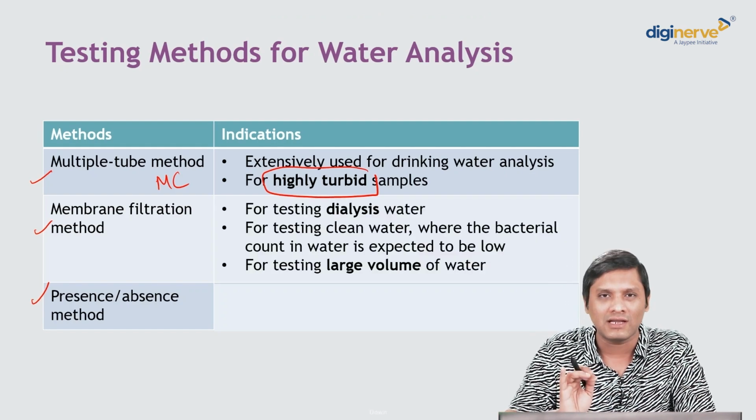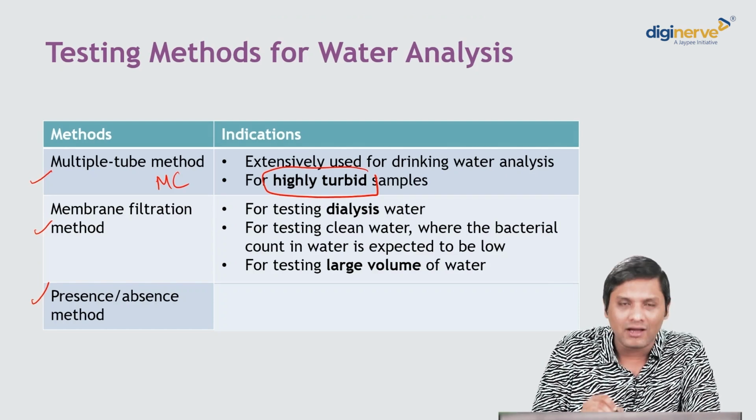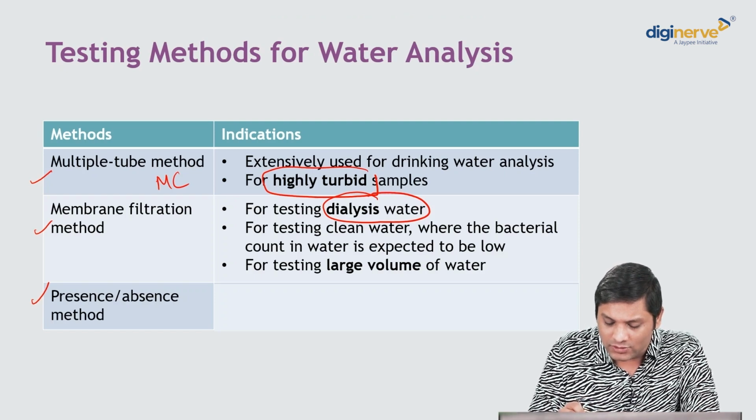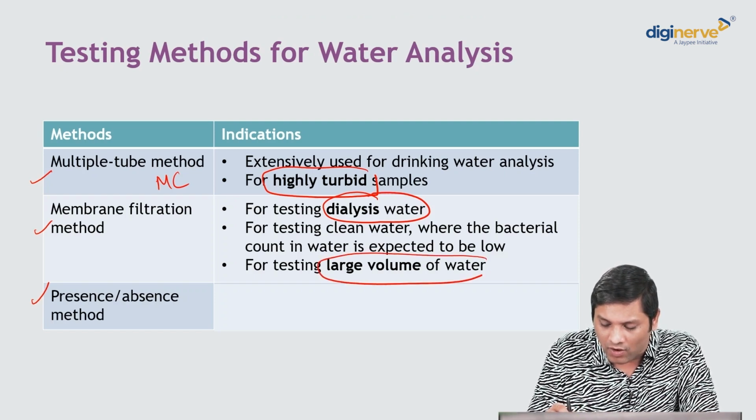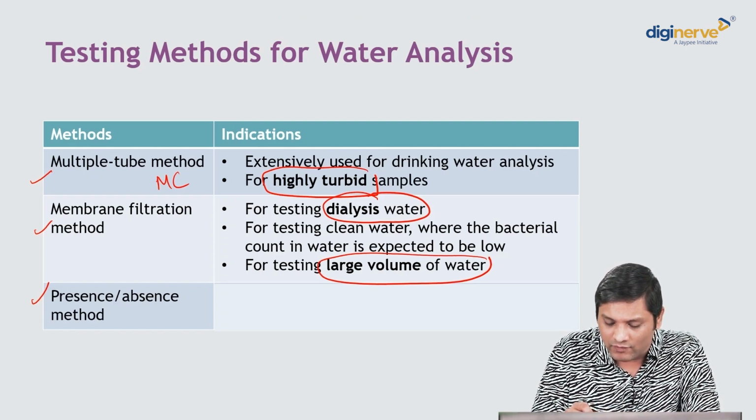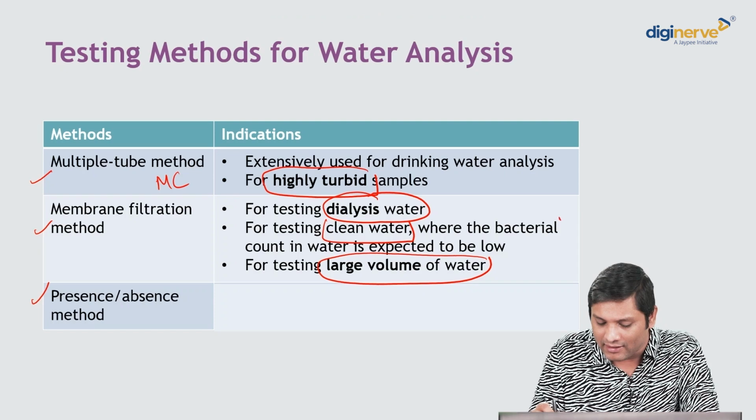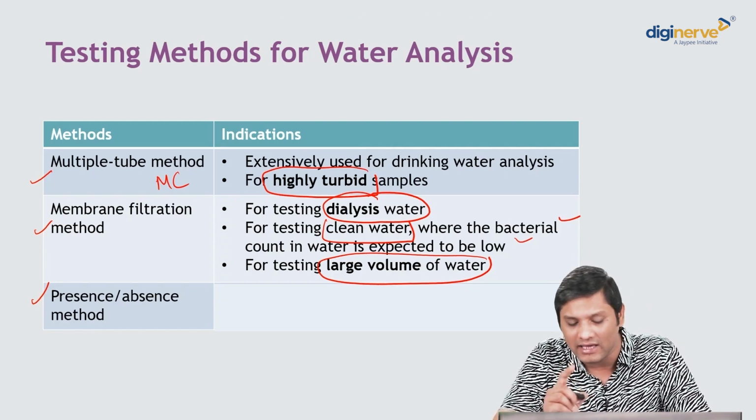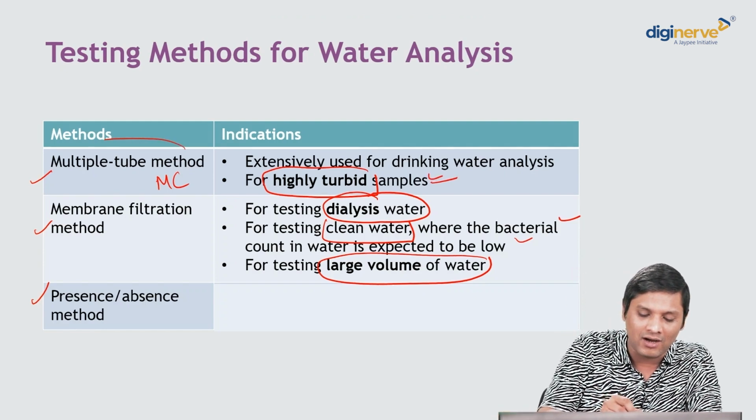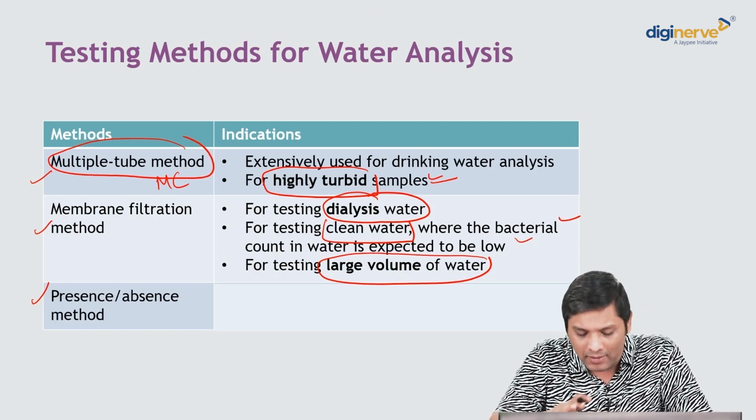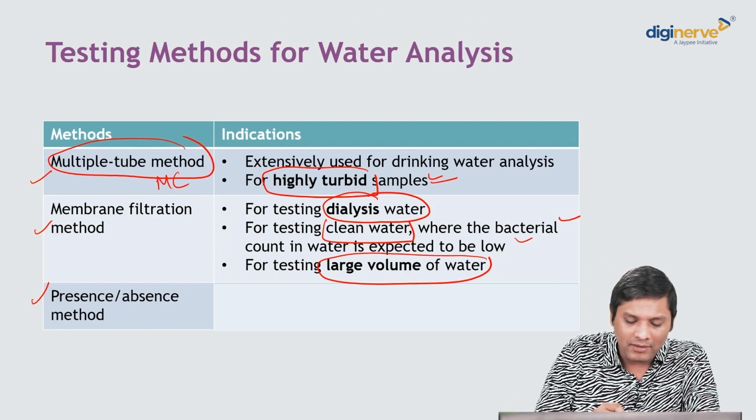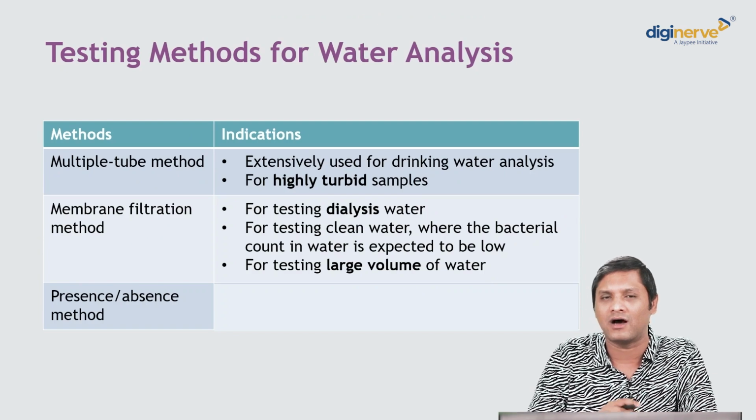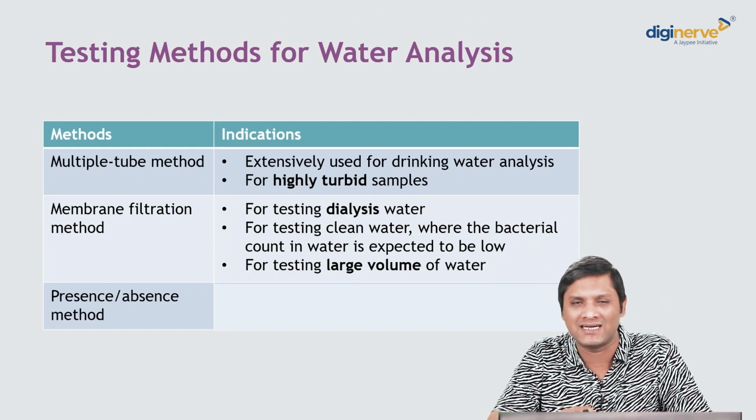The membrane filtration method is less commonly preferred, and here the indications are very specific. It is useful for dialysis water. It is also useful for testing large volumes of water, and it is also useful for testing clean water where the bacterial count is expected to be low. Where the bacterial count is expected to be high, that is turbid water, the best method is the multiple tube method. But by and large, the membrane filtration method is more sensitive, and it is an expensive method, therefore it is not done for all water specimens.